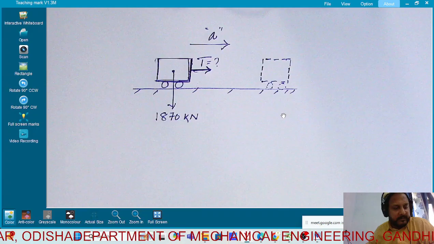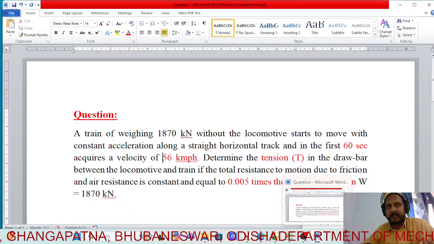After how many seconds is it acquiring a velocity of 56 kilometer per hour? After 60 seconds, it is acquiring 56 kilometers per hour. So what we do here is, that 56 kilometer per hour is actually the final velocity. Now here, what is the initial velocity? Initial velocity is 0. Okay.